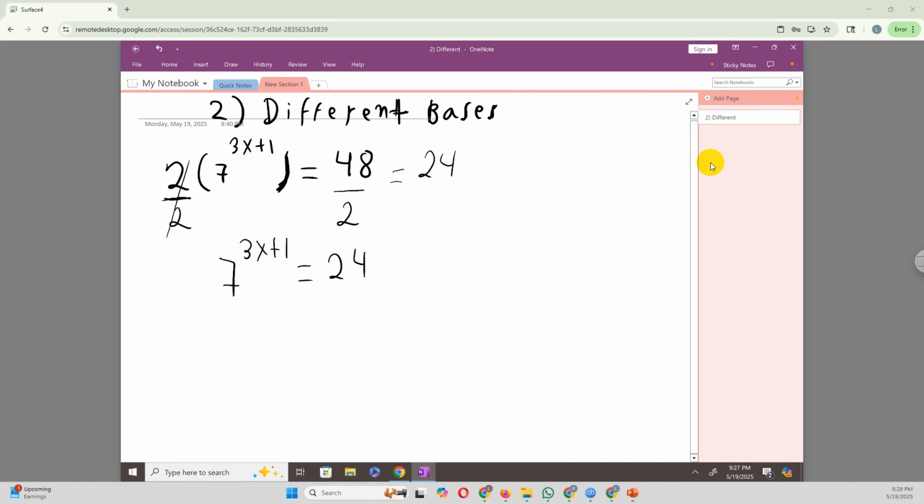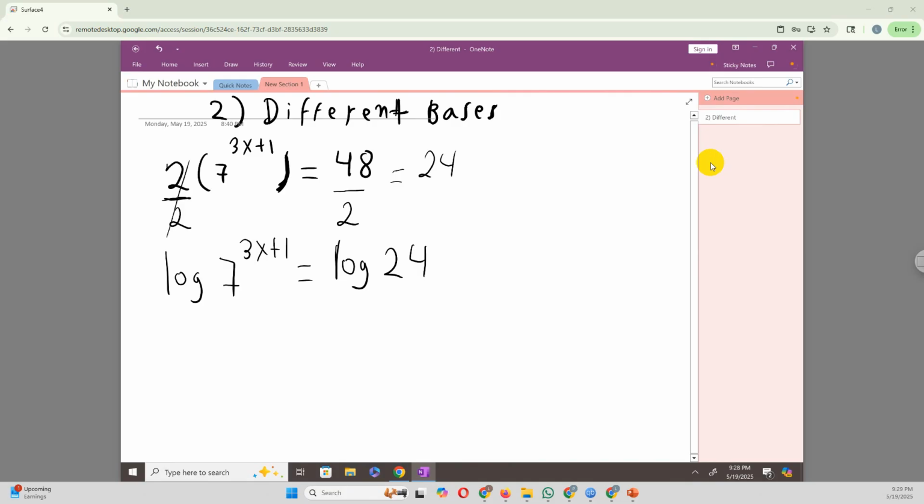Now, the bases are not going to be the same, because here you can tell the bases on the left are 7 and on the right, well, you cannot convert this to 7 to some power, right? It will be 6 times 4. So in that case, what we do is we apply logarithms on both sides of the equation. Okay, so we do this. We're going to put logarithm here and logarithm here.